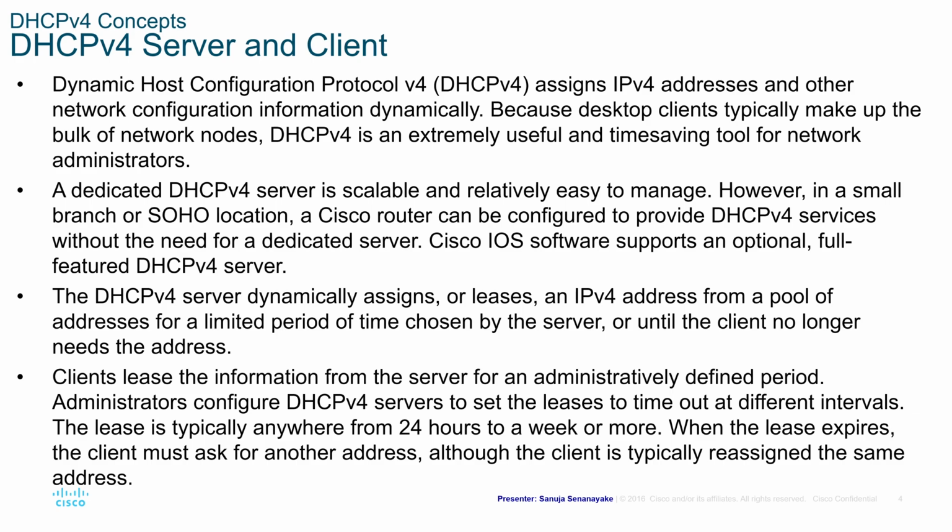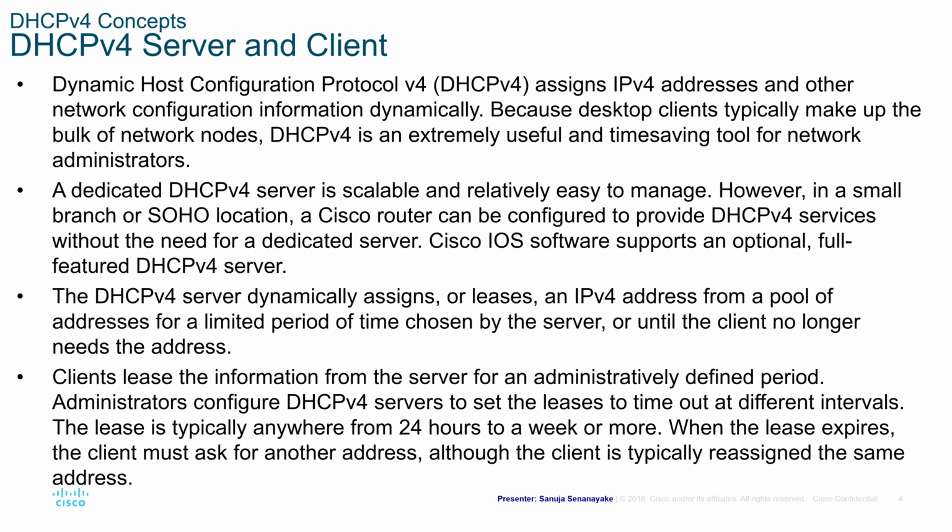The DHCP version 4 server dynamically assigns or leases an IPv4 address from a pool of addresses for a limited period of time chosen by the server or until the client no longer needs the address. Clients lease the information from the server for an administratively defined period. Administrators configure DHCP version 4 servers to set the leases to time out at different intervals. The lease is typically anywhere from 24 hours to a week or more. When the lease expires, the client must ask for another address, although the client is typically reassigned the same address by the server.